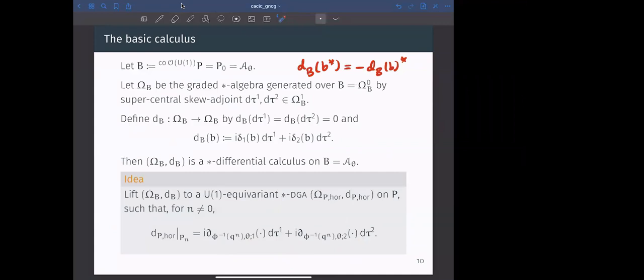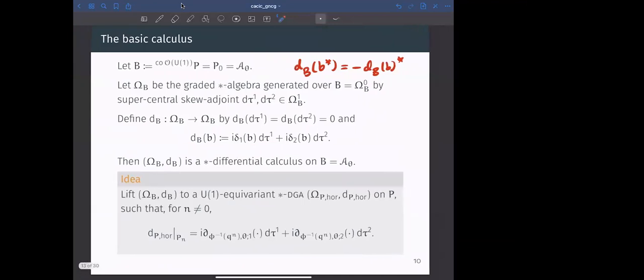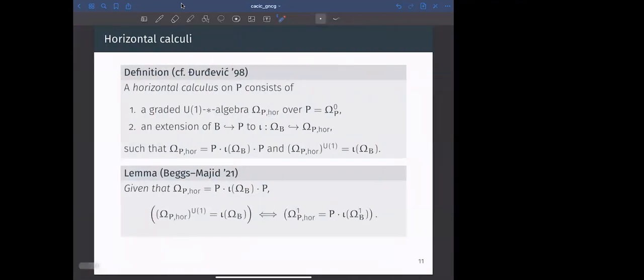We're going to see how to make it work, and then we're going to justify this relative to the standard theory of Brzezinski, Majid, Hajac, et al. So first off, we need a reasonable notion of horizontal forms, and this will do the trick for us. We'll view a horizontal calculus on P as consisting of a U1 equivariant graded star algebra, Omega P horizontal over P. So these are just horizontal forms in the abstract, together with an embedding of the differential forms of B in this U1 equivariant star algebra, such that the U1 invariant elements of this algebra of horizontal forms are precisely the basic forms, and the basic forms generate the horizontal forms as a P bimodule.